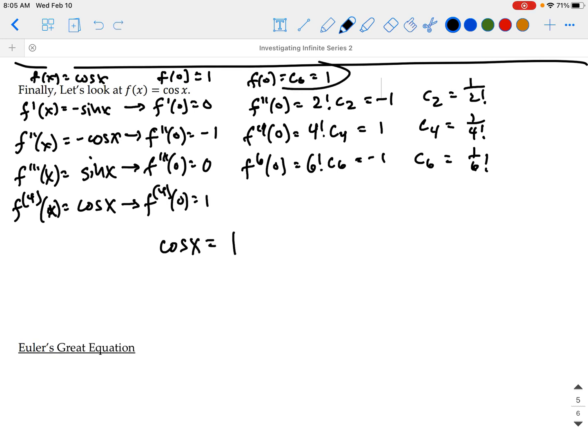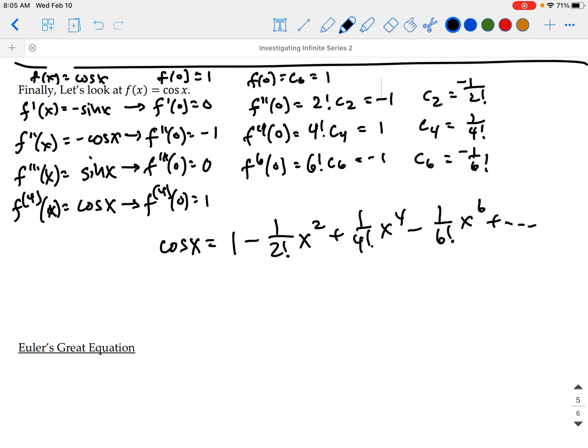So we're going to get 1 as our first term, and then c sub 1 is just 0. So then we'll get minus 1 over 2 factorial x squared plus 1 over 4 factorial x to the 4th minus 1 over 6 factorial x to the 6th. So we're going to get these even powers. So that means that our series is going to look like negative 1 to the n times x to the 2n over 2n factorial.